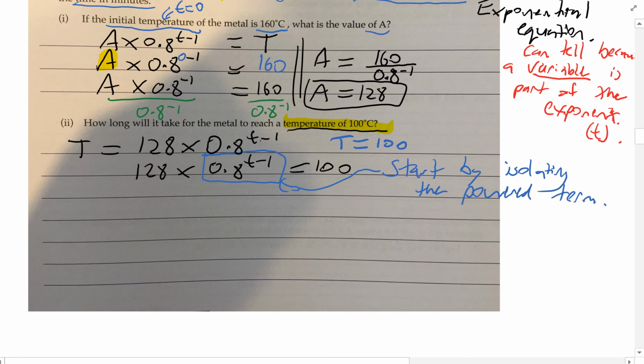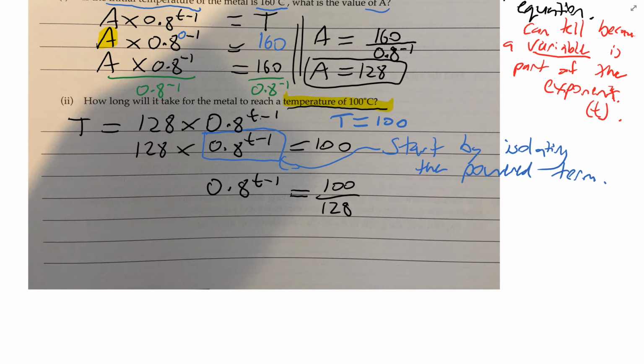Term with the exponent. So how am I going to do that? Well, I've got to divide both sides by 128, right? So it's going to say 0.8 to the power of t minus 1 equals 100 divided by 128. Okay, and now I've isolated the powered term.